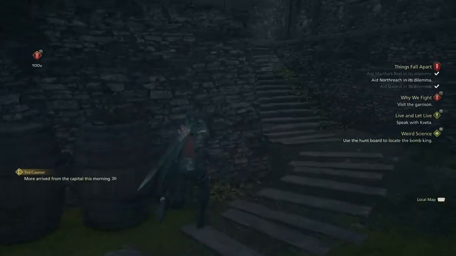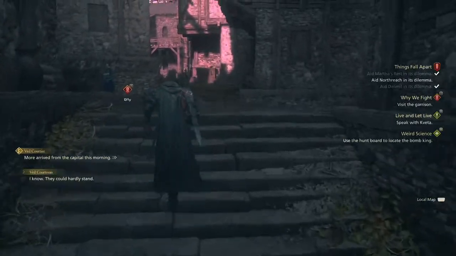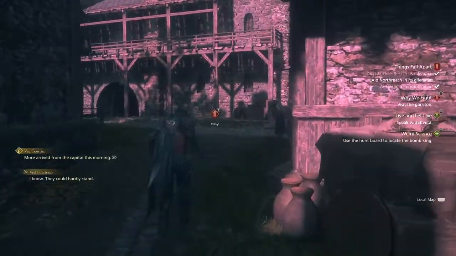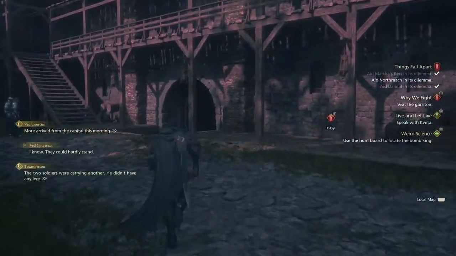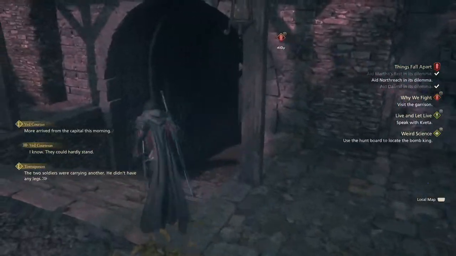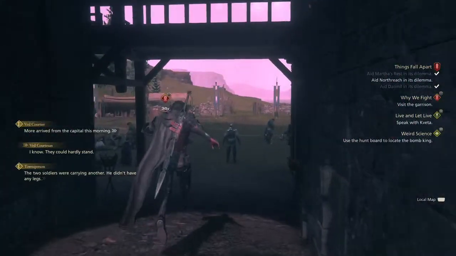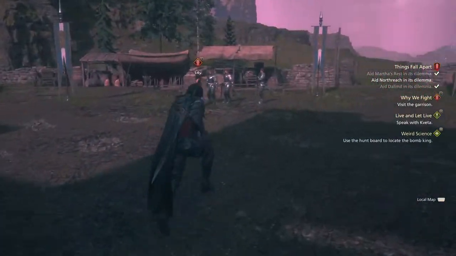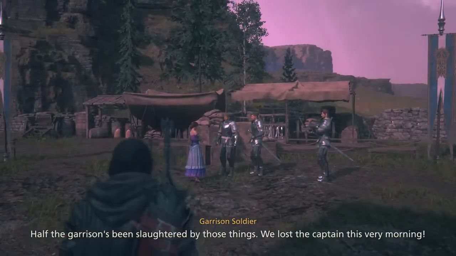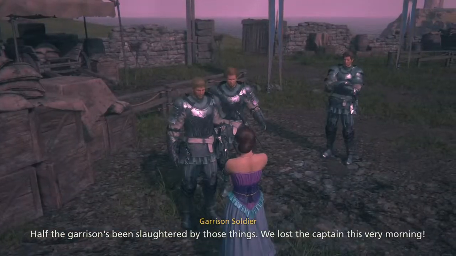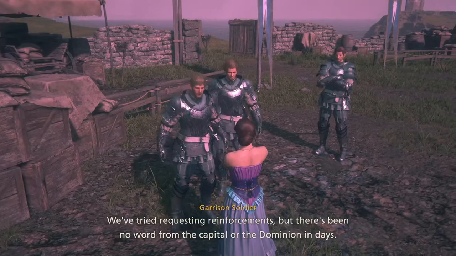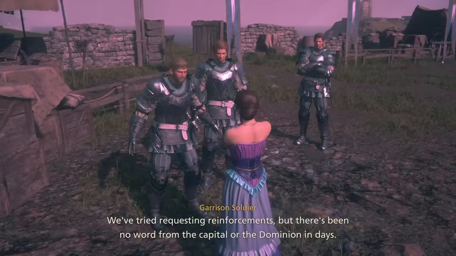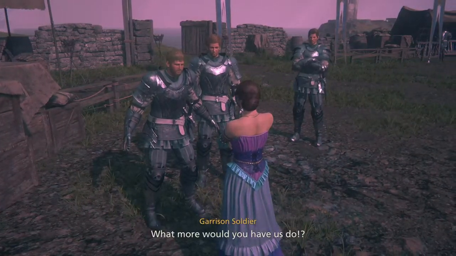More arrived from the capital this morning. The two soldiers were carrying an... Madame! Half the garrison's been slaughtered by those things. We lost the captain this very morning. We've tried requesting reinforcements, but there's been no word from the capital or the Dominion in days! What more would you have us do?